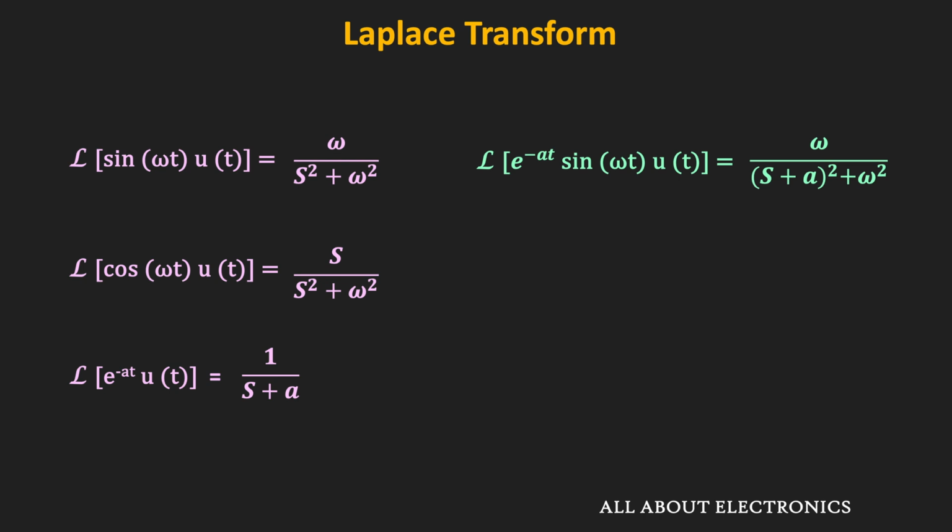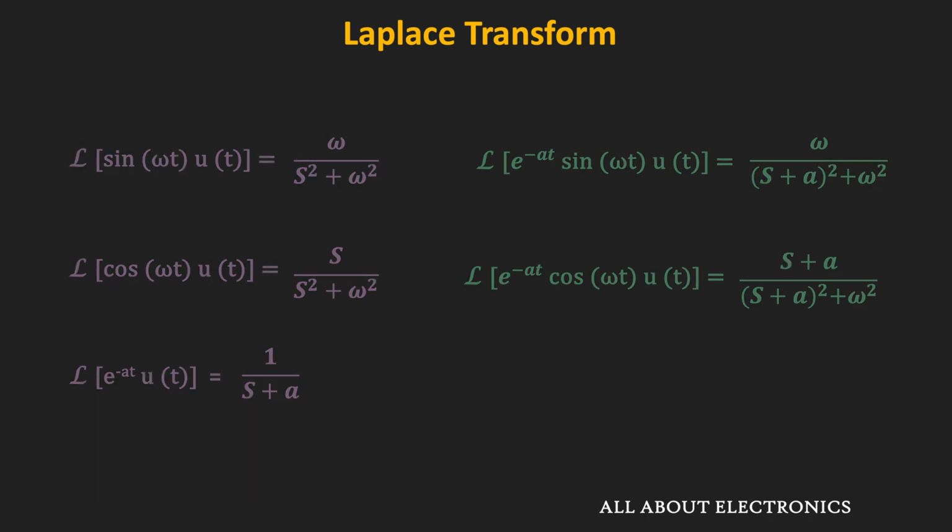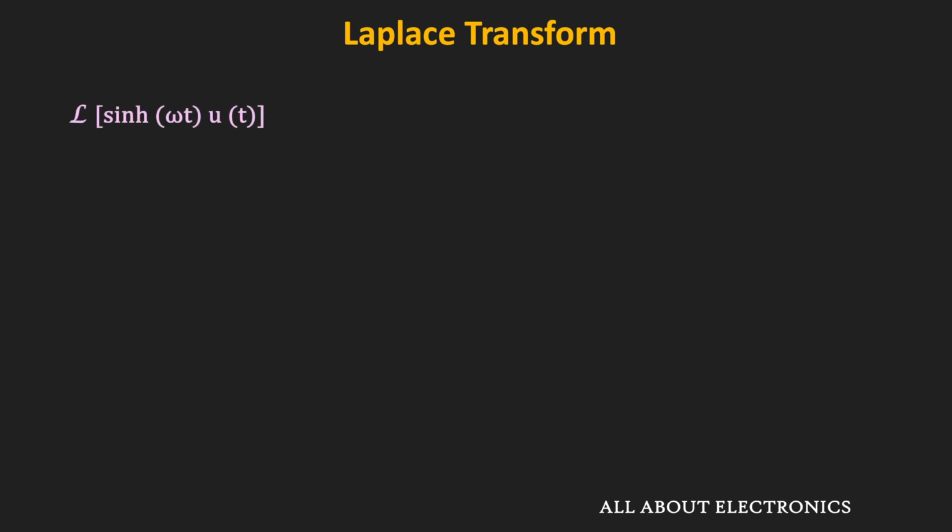Likewise, the Laplace transform of e to the power minus at times cos of omega t u of t will become s plus a divided by (s plus a) square plus omega square. So in this way, we can easily find the Laplace transform of these complex functions. And by following the same procedure, we can also find the Laplace transform of the sine hyperbolic and the cos hyperbolic functions. As you know, sine hyperbolic omega t can be given as e to the power omega t minus e to the power minus omega t divided by 2.